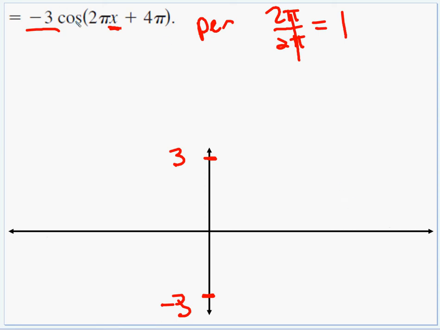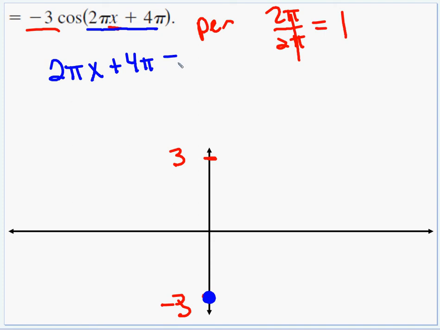And now let's find our new starting point. Let me put a dot where the old one would be. Negative cos would have had our starting dot down here in a valley at -3 on the y-axis. But that's going to be shifted. Let's set what is inside our parenthesis, 2 pi x plus 4 pi.